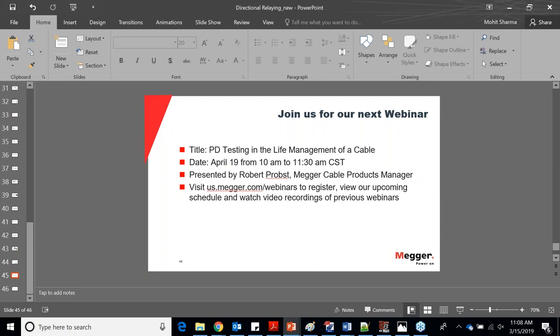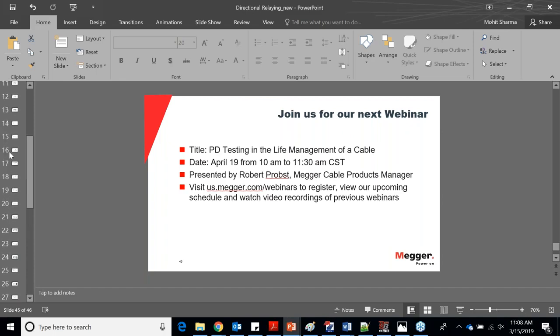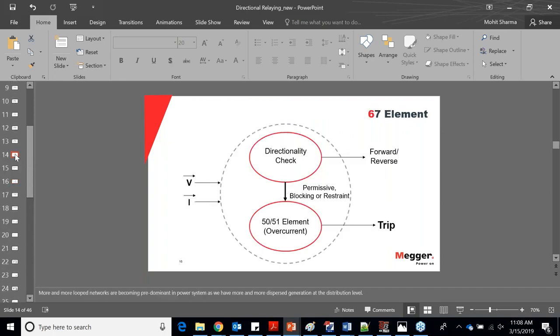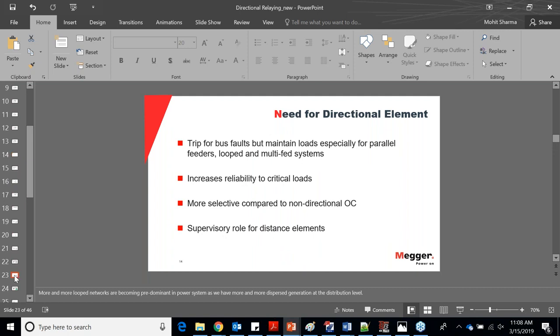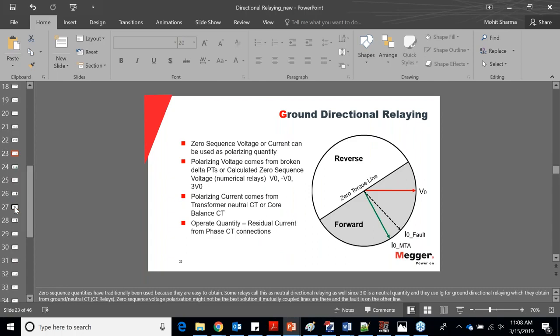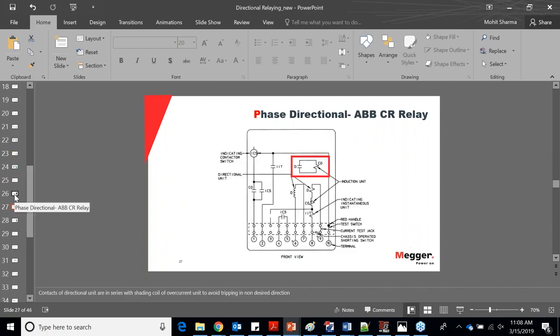All right, Mohit. Next question is: could you explain broken delta a little bit more? Let me go back to that slide. It's not here. But here. Let me check it out. Where exactly is that?